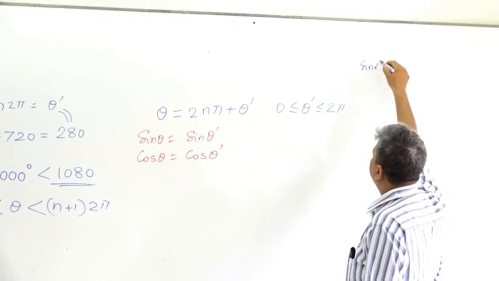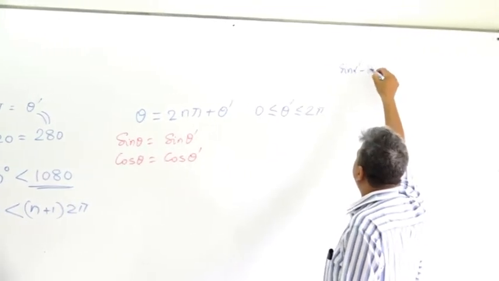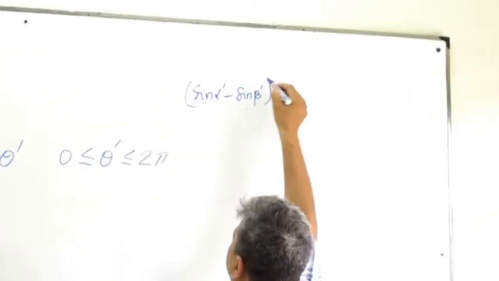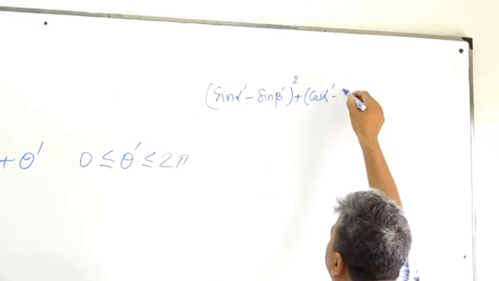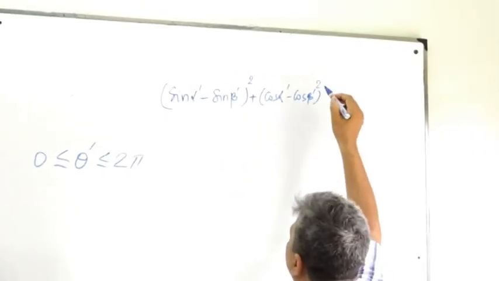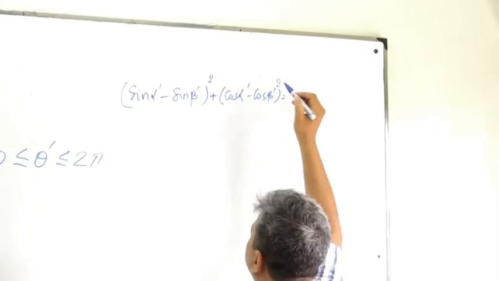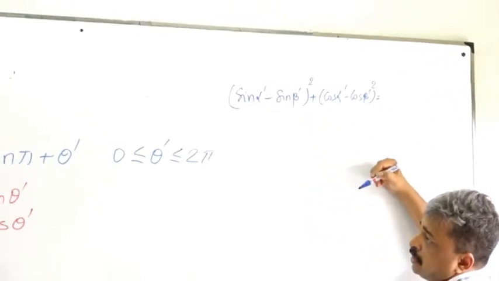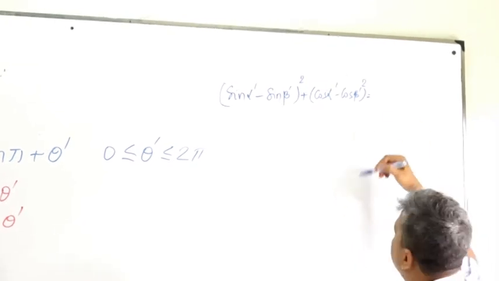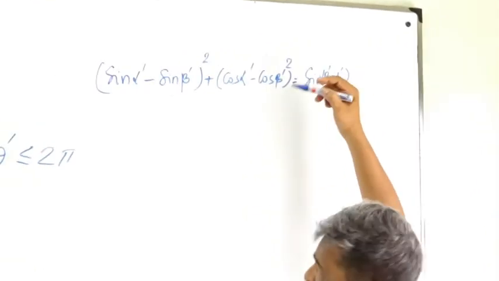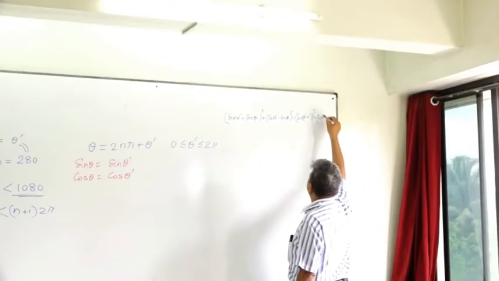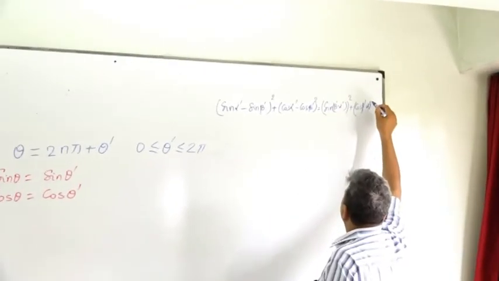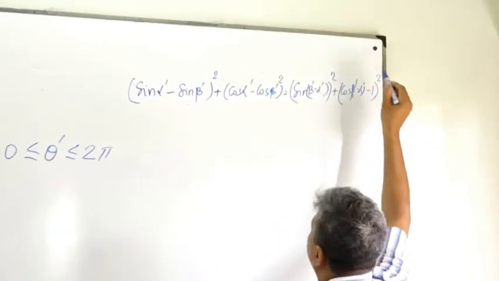Sin alpha dash minus sin beta dash whole square, plus cos alpha dash minus cos beta dash whole square is equal to sin of beta dash minus alpha dash minus 0, bracket square, plus cos of beta dash minus alpha dash minus 1, bracket square. Is that right?